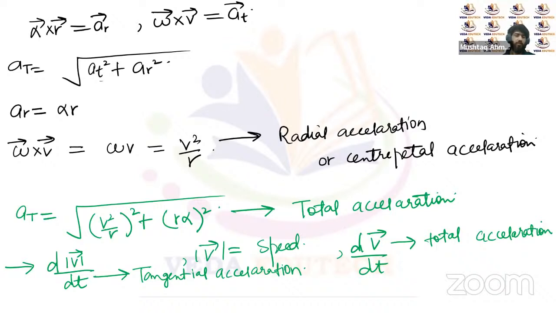So radial acceleration is omega cross v, that's equal to v square upon r, right? And tangential acceleration is alpha cross r vector. Or we can say angular acceleration alpha will be tangential acceleration upon r, right? I will be using this in rigid body dynamics as well, in rotational motion. This equation, the relation between the angular acceleration and the tangential acceleration, will also be used in rigid body dynamics.